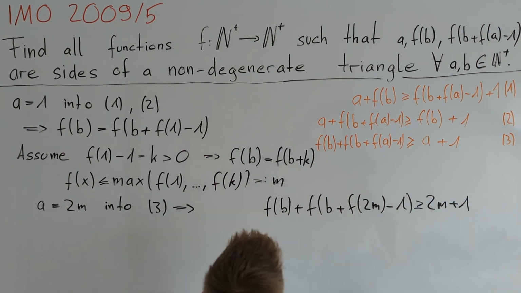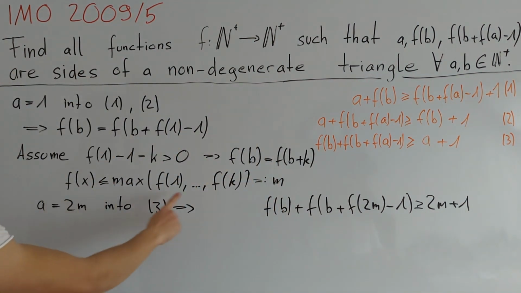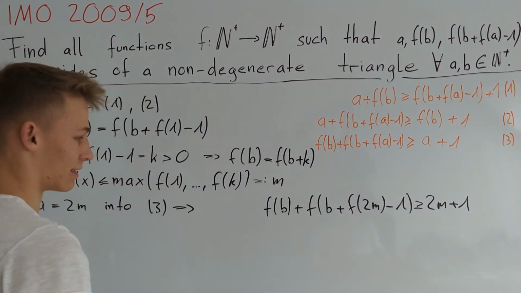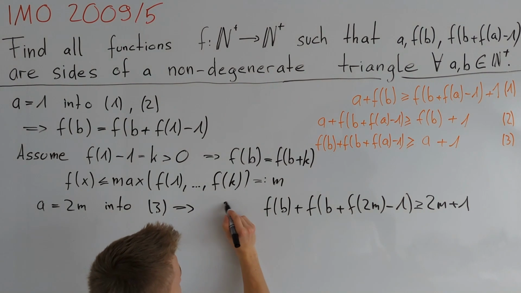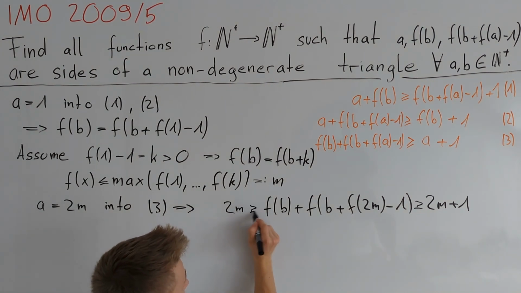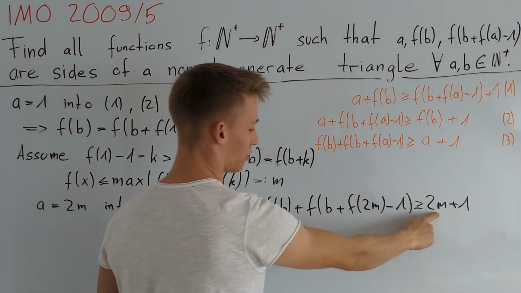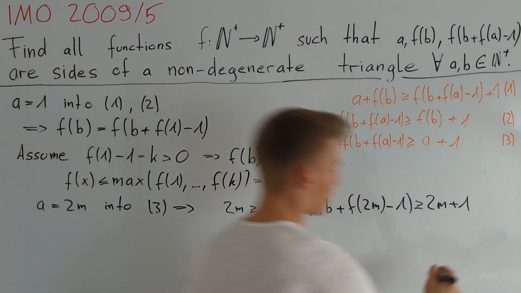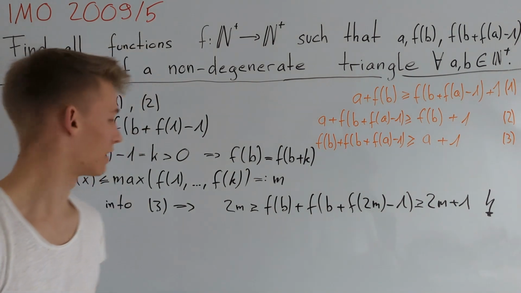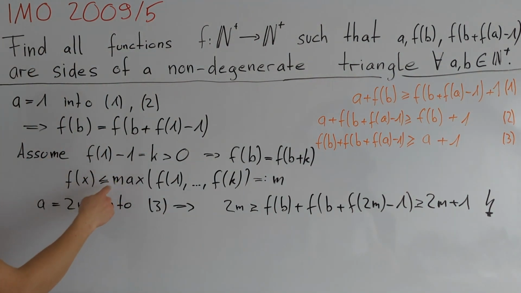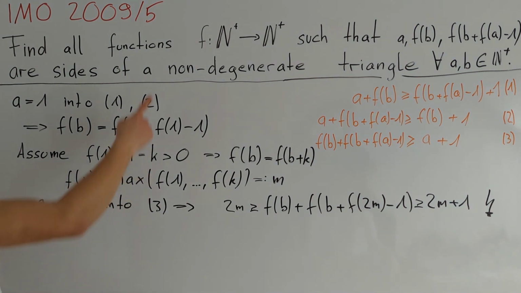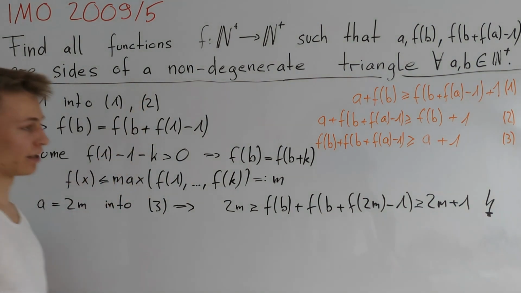And now we can use the bound from before, and this tells us that the left hand side is less than or equal to 2m, so we have 2m is greater than or equal to this term here, but this is greater than or equal to 2m plus 1, and this is clearly a contradiction. This tells us now that our assumption f of 1 minus 1 greater than 0 was false. Therefore, f of 1 is less than or equal to 1, and since we work in the positive integers, f of 1 must be equal to 1.